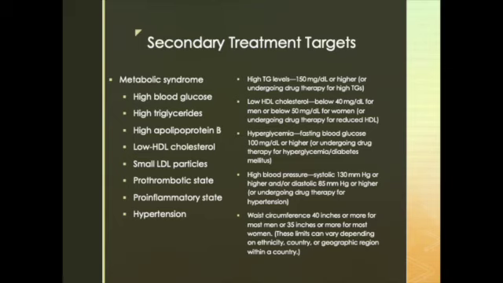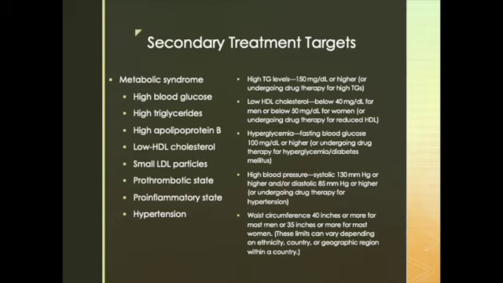Now, there was a joint statement that came out with many different task force and associations like the International Diabetes Federation, the World Heart Federation, American Heart Association, and others that have come out and said, these are our levels. Okay, these are our levels that we're going to use as target treatment levels. High triglycerides is considered anything over 150 milligrams per deciliter. And this is especially if they're undergoing drug therapy for high triglycerides.